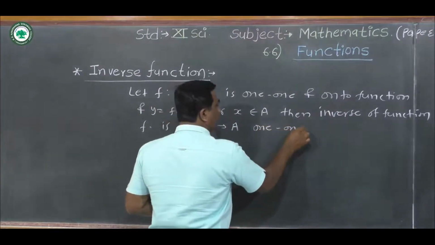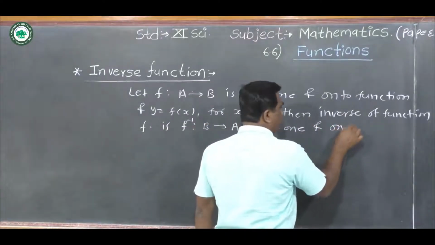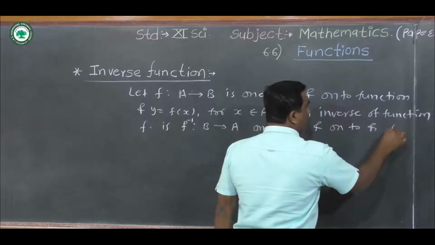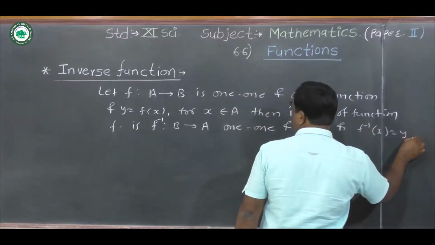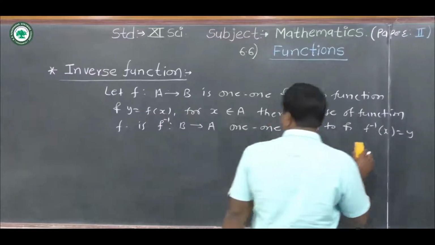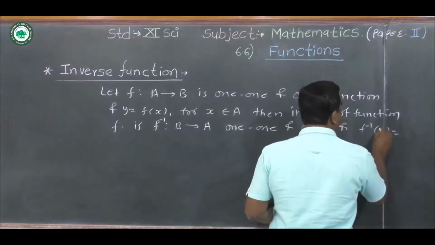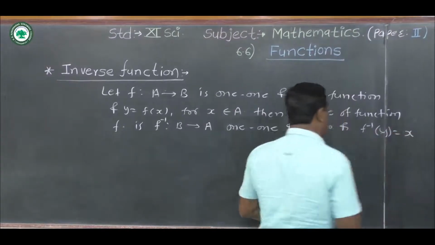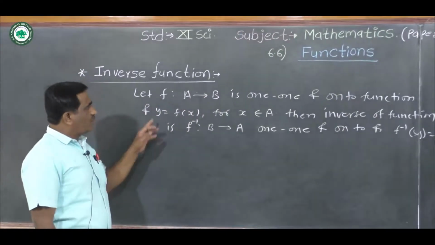F inverse from B to A is 1-1 and onto, and f inverse of y is equal to x is called the inverse function of the function f.